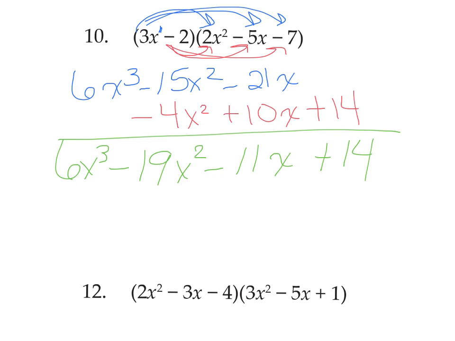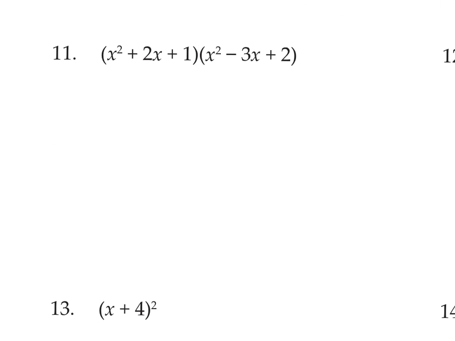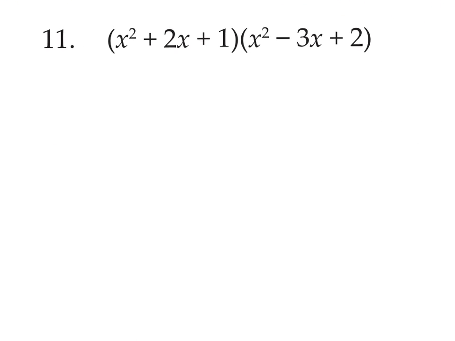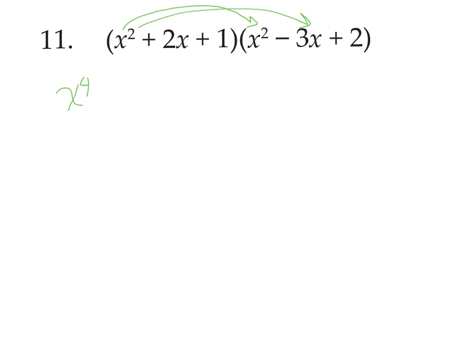All right, let's look at number 11. Triple distributive here. So we need lots of space to write. So we're first going to distribute this x squared. So x squared times x squared, x to the fourth. X squared times negative 3x, negative 3x cubed. X squared times 2 is 2x squared.